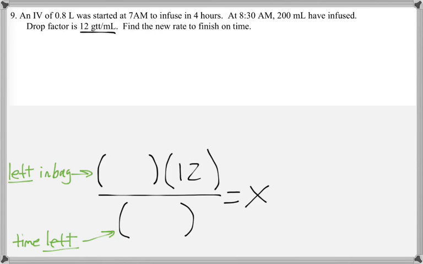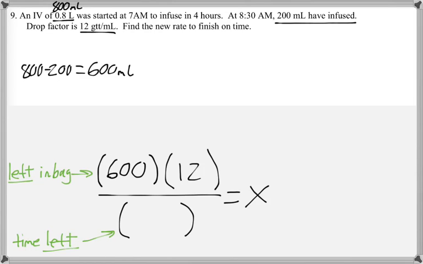Okay, so we have 0.8 liters at the start, which is 800 mLs. And then at 8:30, 200 mLs have infused. So I need to subtract 200 from 800 to get that 600 mLs are left.